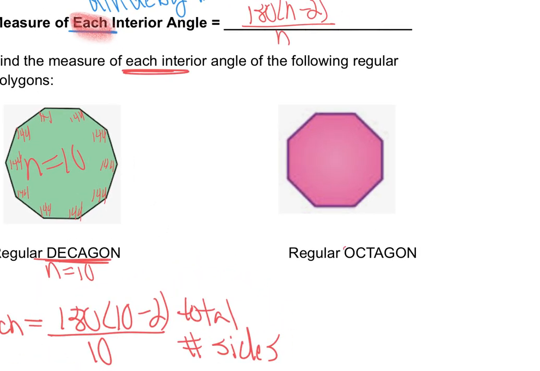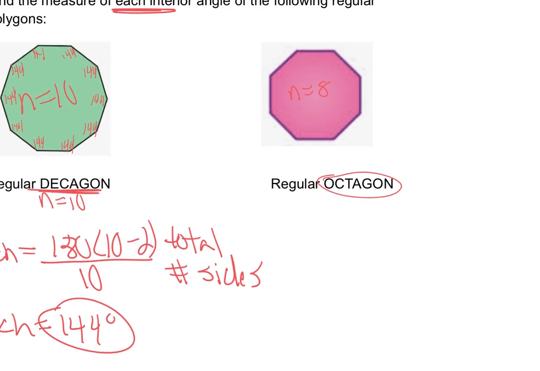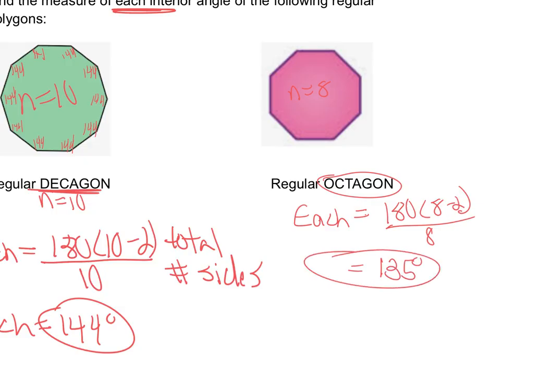This is an octagon. An octagon means that n equals 8. Okay, so we are going to say that each of our interior angles is that total of 180 times 8 minus 2, and we're dividing by the number of sides, which is 8. We use our little calculator. We figure out that each of these is 135 degrees. So this one is 135.